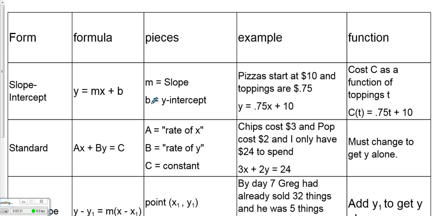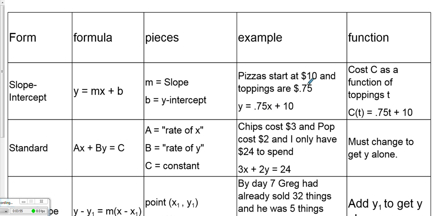Now, how might you see this in a real-life situation? How can you make sense of this? So our example for this would be if pizzas start at $10 and extra toppings on there are 75 cents per piece, we would just say then that y equals 0.75x plus 10. Here's $10, that's what we started at, 75 cents per extra topping. Now we can find the total cost.